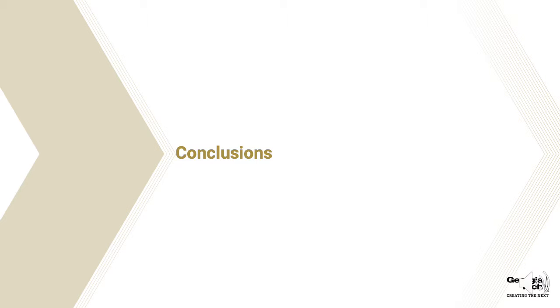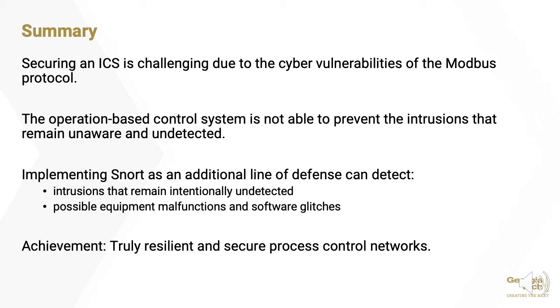Conclusions. To sum up, securing an ICS is challenging due to the cyber vulnerabilities that exist and come with the Modbus protocol. The operation-based control system is not able to prevent intrusions that remain unaware and undetected, even though we can still have resiliency and fail-operate of the system. However, we can still tackle those weaknesses by implementing Snort as an additional line of defense.